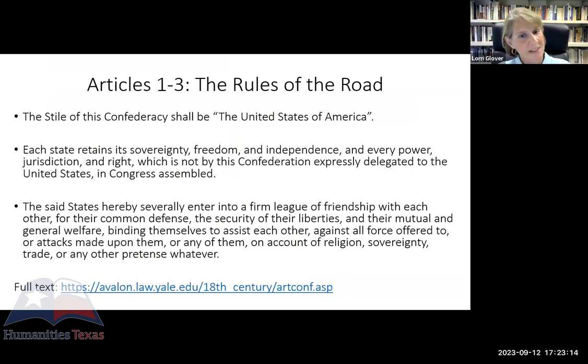It's a confederacy. Each state retains its sovereignty, freedom, and independence. There are some expressly delegated authorities that go to the Congress, but otherwise the states are in a firm league of friendship. It's really an alliance, a defensive alliance of independent, sovereign states, so that the United States there is plural, not singular. And I've got a link in this slide as well, so if you want to read more about the Articles, though we'll do some of that in our discussion as well.